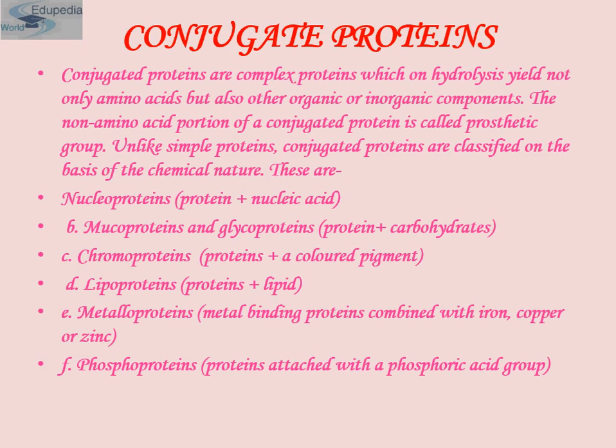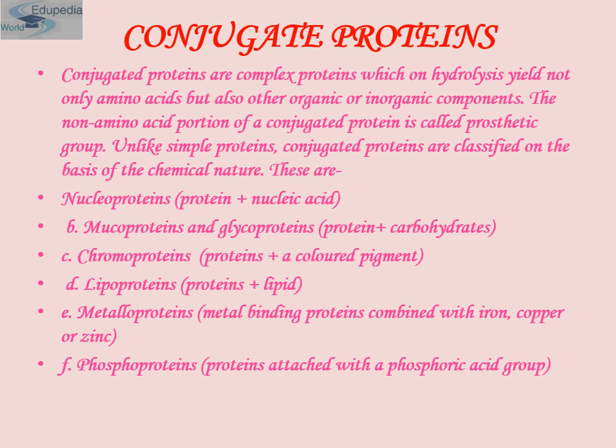Now come to another class of the classification of protein, that is conjugated protein. Conjugated proteins are complex proteins which on hydrolysis yield not only amino acids but also other organic or inorganic components. The non-amino acid portion of a conjugated protein is called the prosthetic group.